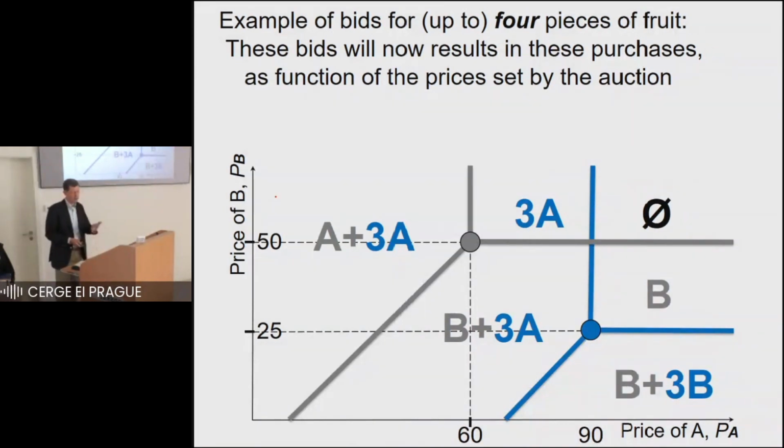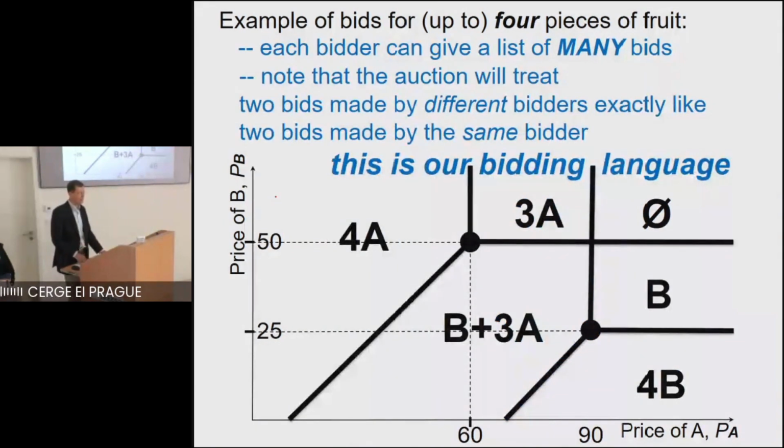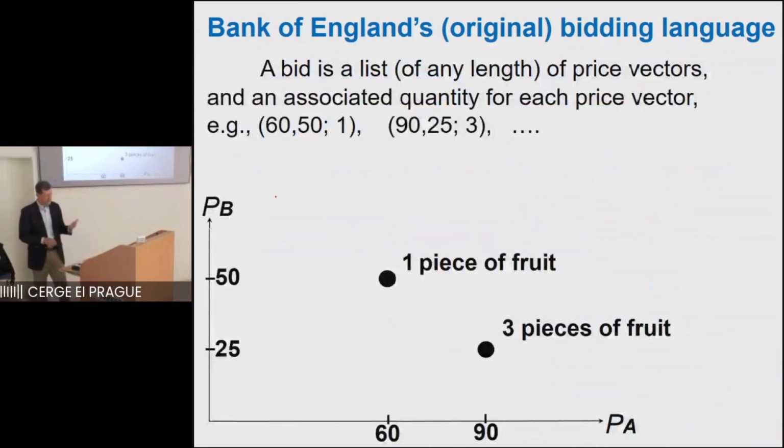The important thing is that we can just divide up the plane this way. And also, it doesn't matter to the auctioneer whether these 2 bids are both made by me or made by 2 separate bidders. And that makes things really easy to analyze this auction. So this is the bidding language. More precisely, a bid is a list of any length of price vectors that gives the coordinates representing the preferences between the goods and the quantity of goods that you want to buy. And so those 2 vectors represent these preferences.